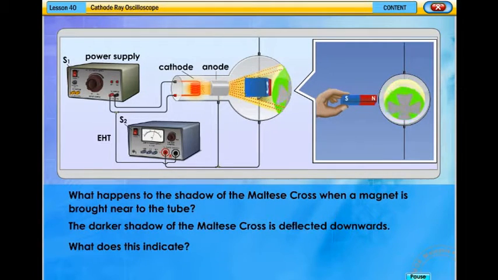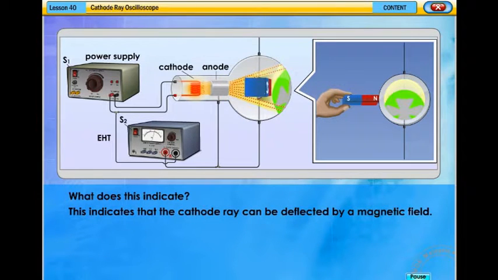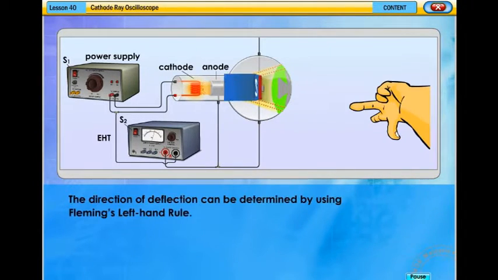What does this indicate? This indicates that the cathode ray can be deflected by a magnetic field. The direction of deflection can be determined by using Fleming's left-hand rule.